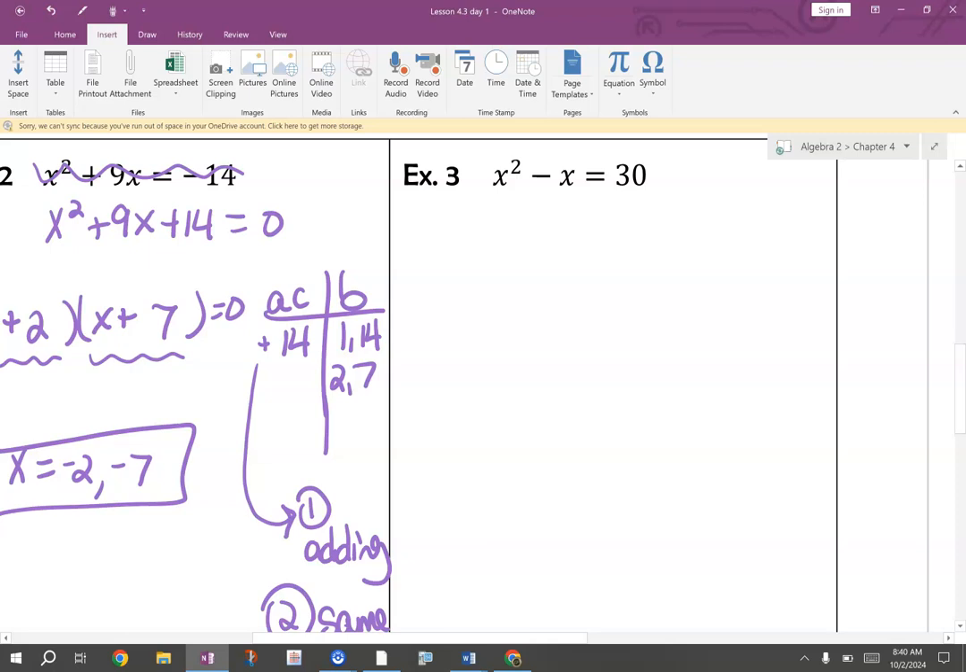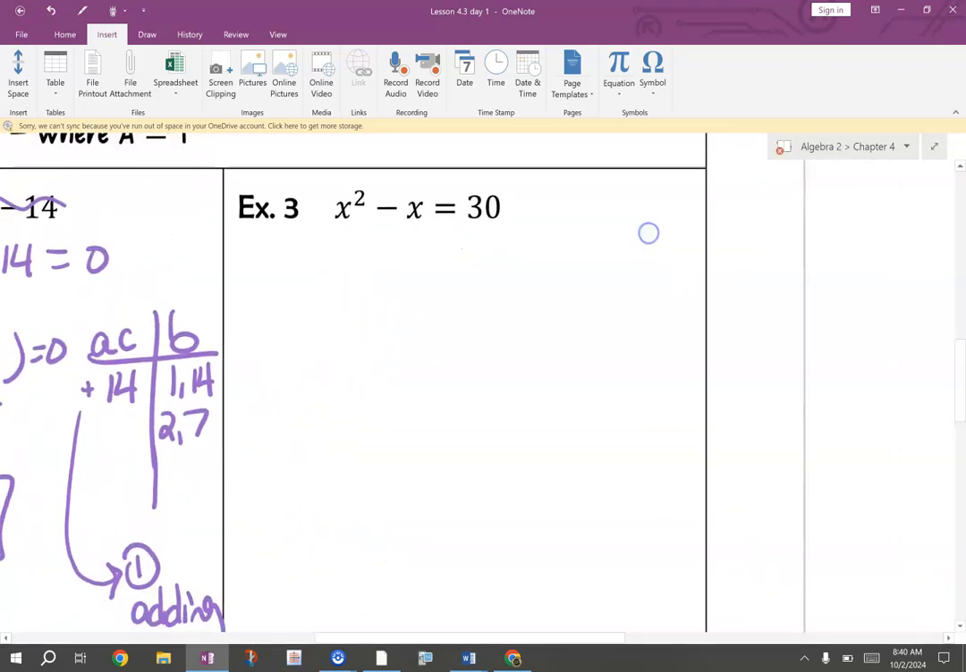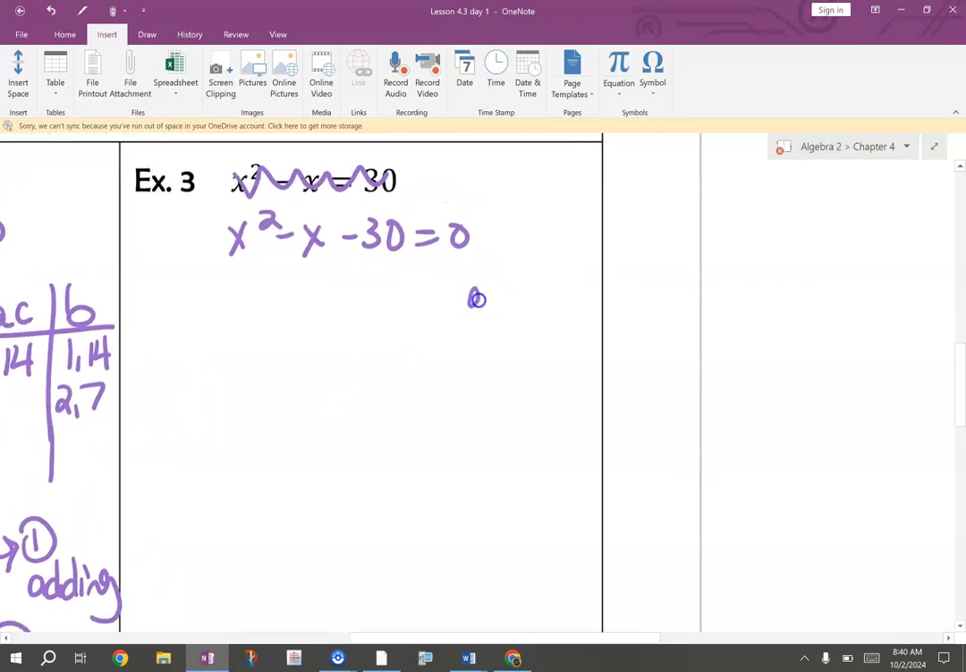All right, example 3, what do we do first? Set it equal to 0. X squared minus x minus 30 equals 0. And then I'm going to cross that off. Next step is your ACB chart. Multiply A times C. What do you get? Negative 30.